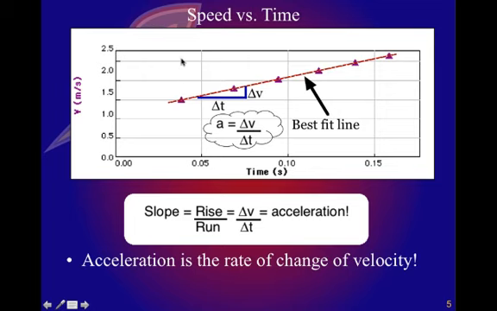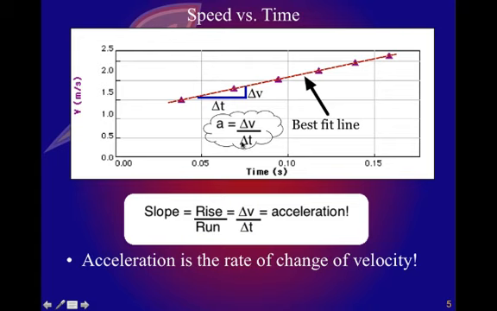And that rise is what we call delta V, the change in speed. And then if we take the run from this point all the way over to this point, that amount from here to here with time, down here as our independent variable, that would be the change in time, or our delta T. And if we take that delta V over delta T, what we end up with is the slope.